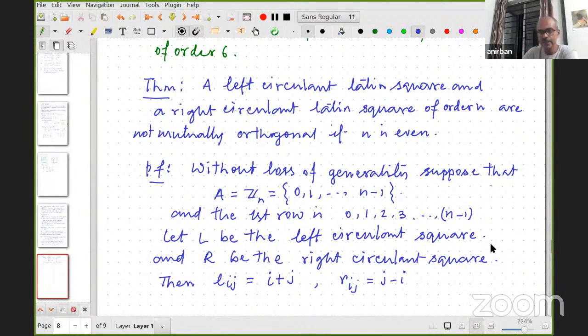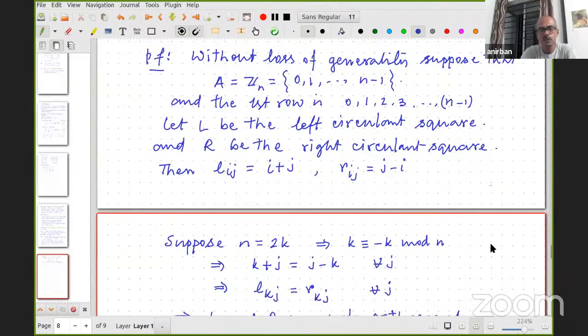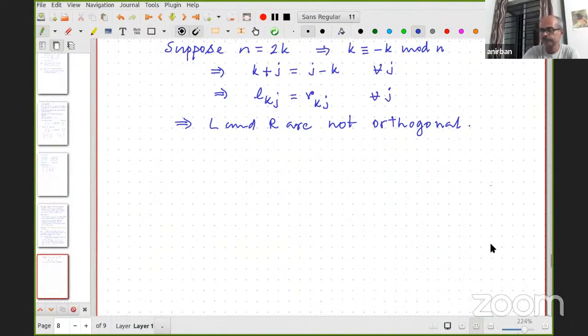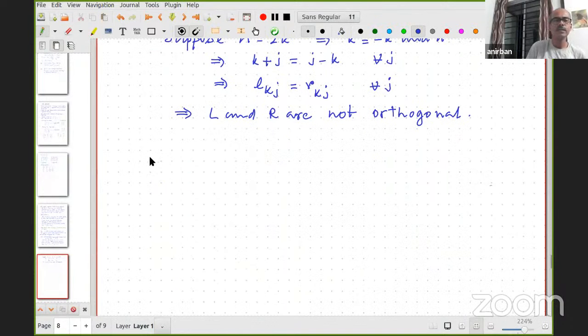I'm not saying that this theorem says it's not possible to find mutually orthogonal Latin squares if n is even. It's simply saying that the technique of shifting to the left and shifting to the right won't work. Interestingly, this method works when n is odd. That's the next theorem. I'll probably not prove it now. It's a very similar proof.